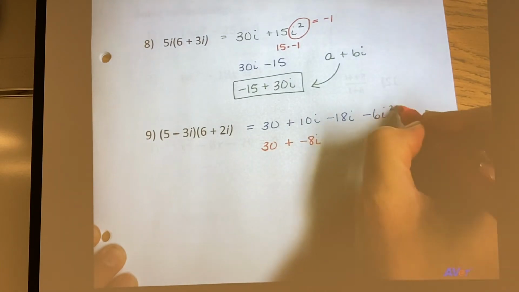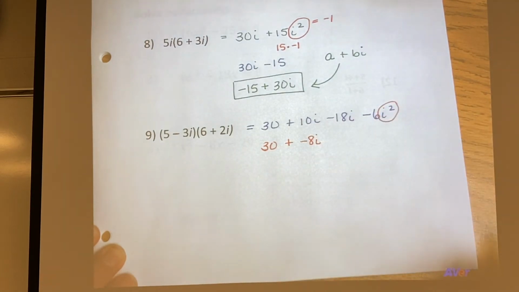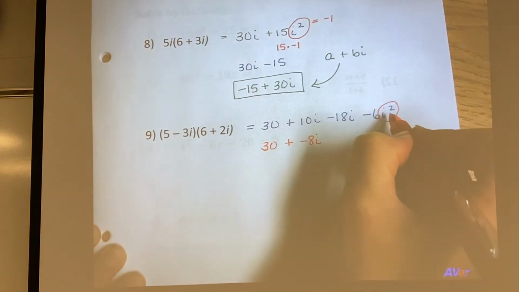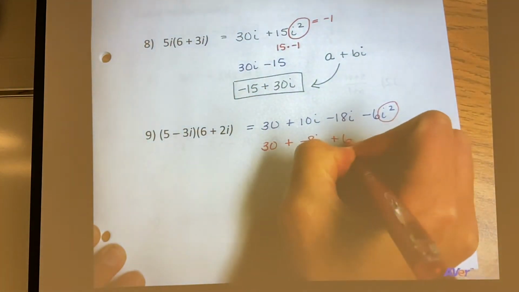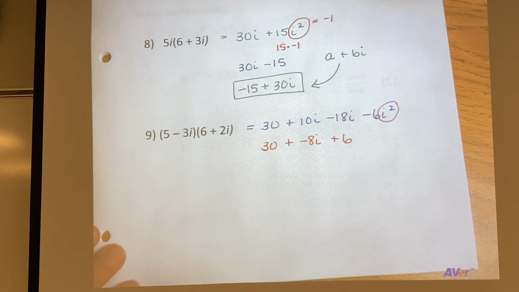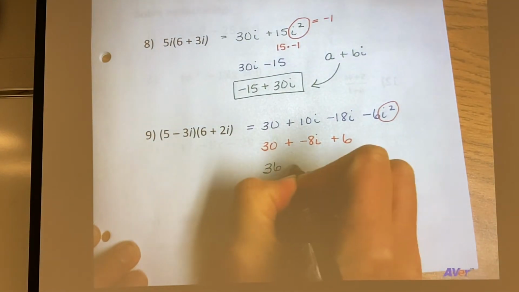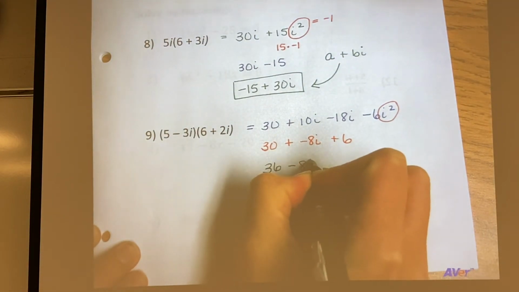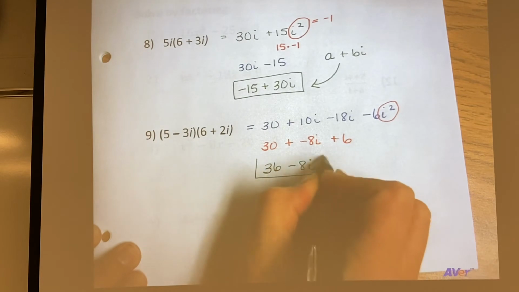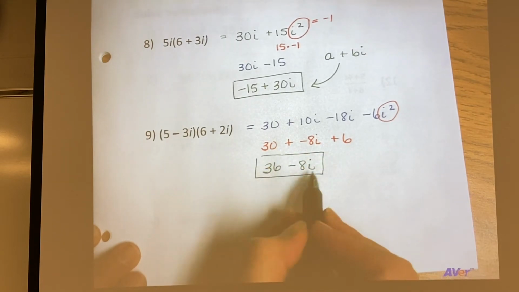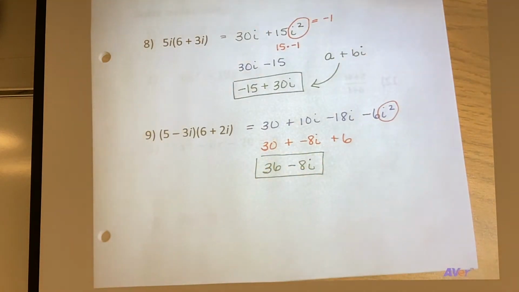And then we have this i squared again. We want to change the i squared to negative 1. So negative 6 times negative 1 is a positive 6. That will then have us combine more like terms. 30 and 6 need to be added together. So we have 36 minus 8i. Notice still that the real number is first and the imaginary number is second.